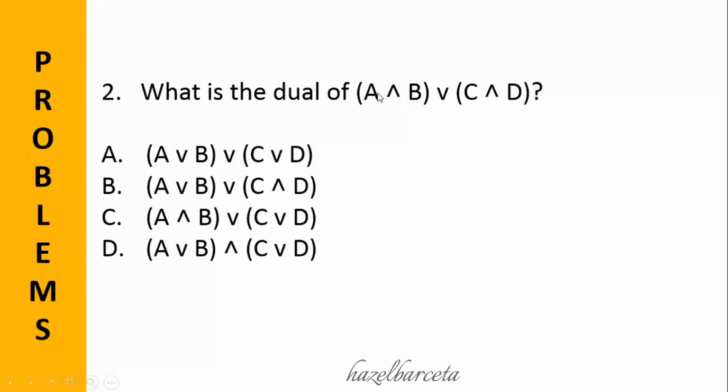So, okay. So, here, kokopyahin lang po natin ang ating variables. This is for dual variables. A, B, C, and D. And pagpapalitin lang po natin, this is and, so magiging or, which is itong V. Then, itong or ay magiging and, which is the sombrero. At itong sombrero ay magiging V. So, this is the dual of this expression. So, letter D.